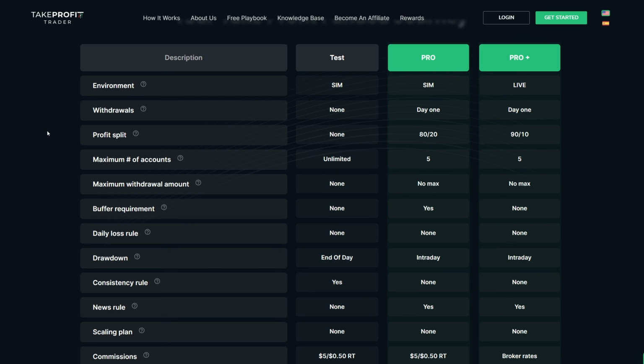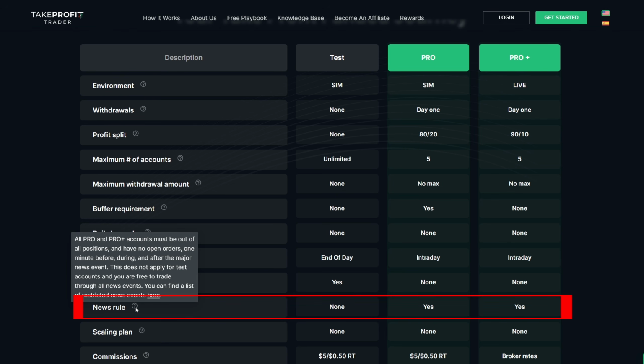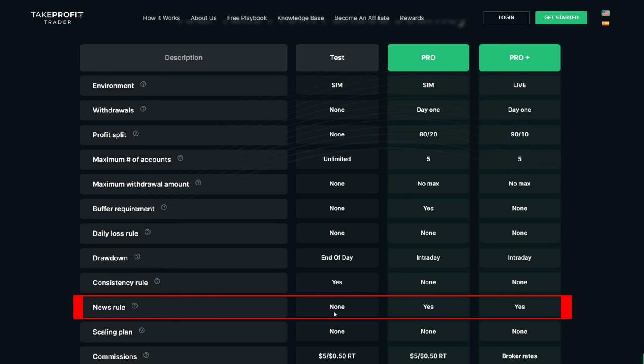Now let's talk about one of the other rules I get asked about time and time again. That is going to be the news rule. If we look right here, the news rule is not applicable in the test account. It's only applicable in the pro and the pro plus account.